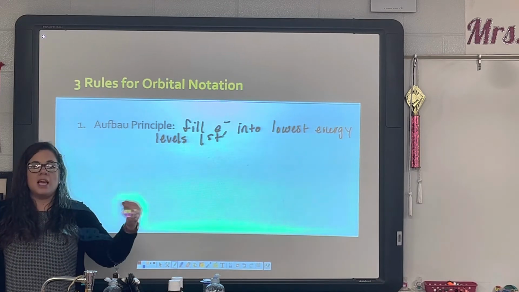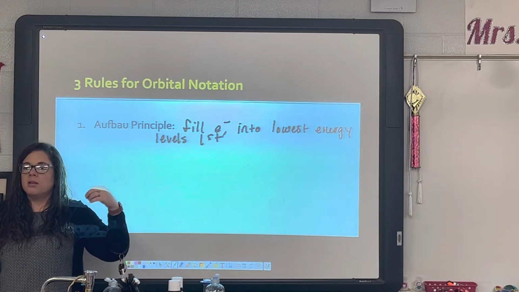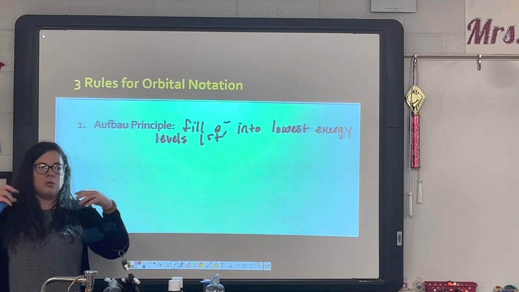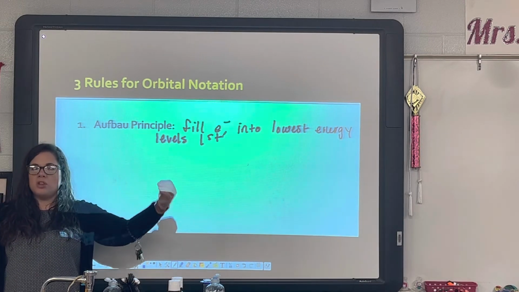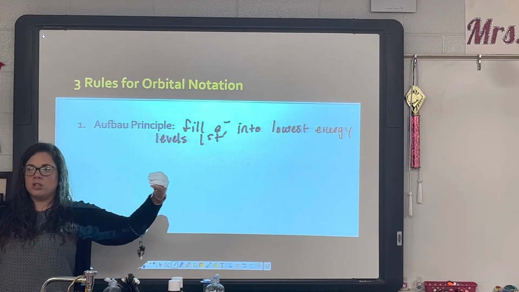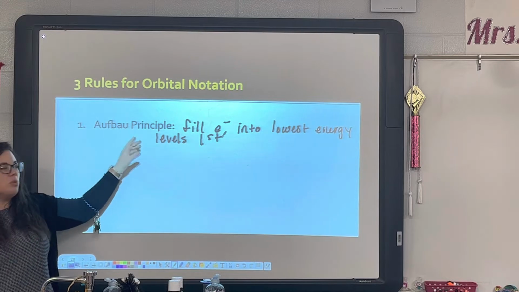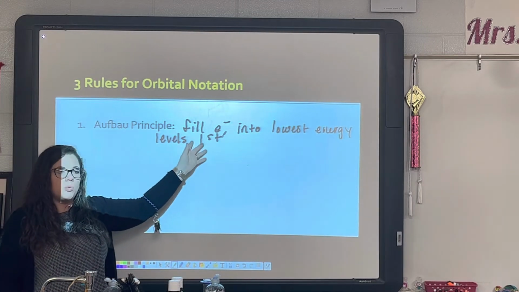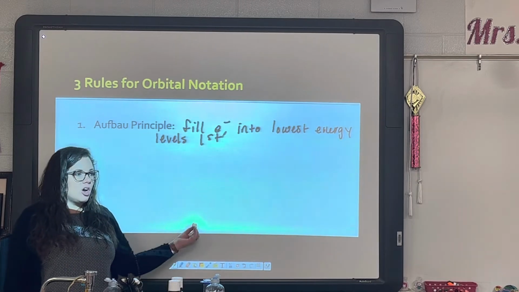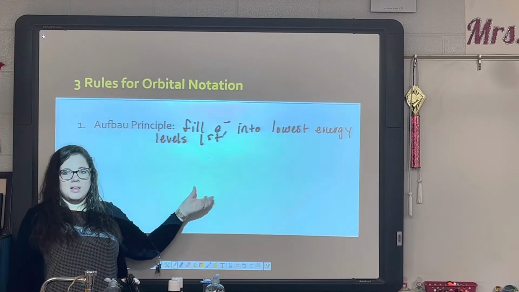Then we moved to the second energy level, and how many could go there? 8, right? So we always filled the first energy level, then we went to the second, then we would move to the third, then we would move to the fourth. We don't ever just start with the 4th energy level. So we've been following this rule the whole time, that we fill the lowest energy level first. So we're going to continue that when we do our orbital notation. We're always going to start with the 1s, and then the 2s, and then the 2p, and then the 3s.